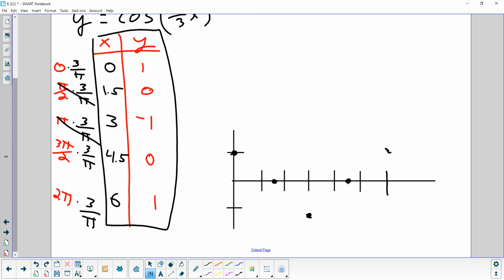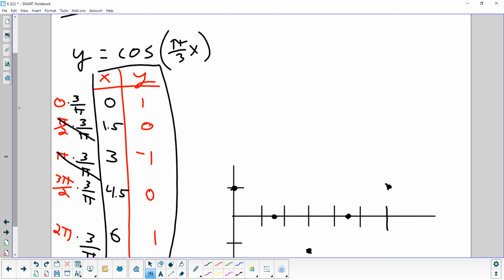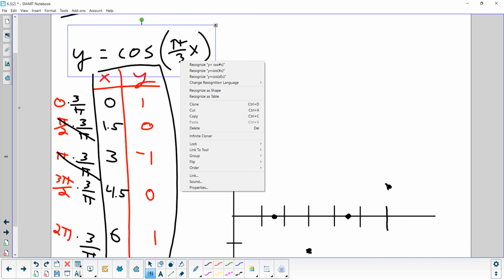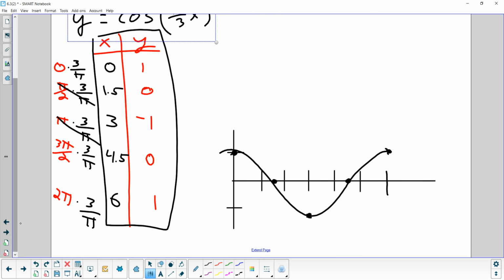So about like that. So that's a, let's see, that's a little bit of a stretch. No, wait a minute, that's a little bit of a compression, just barely. Because you're multiplying by pi over 3. Right, if you divide pi by 3, it's just a little bigger than 1. So it's just barely a compression. And there's our sketch. Okay. Any question on that?